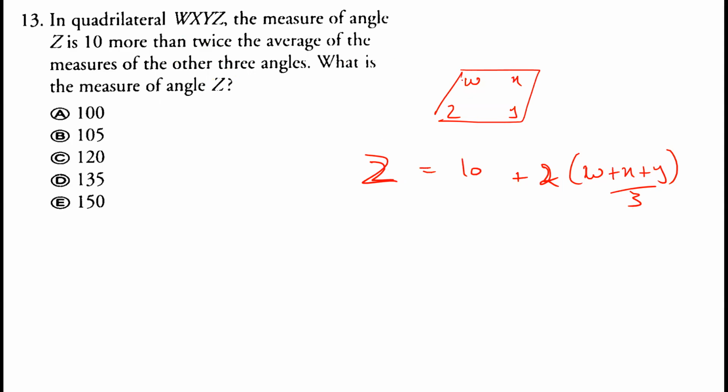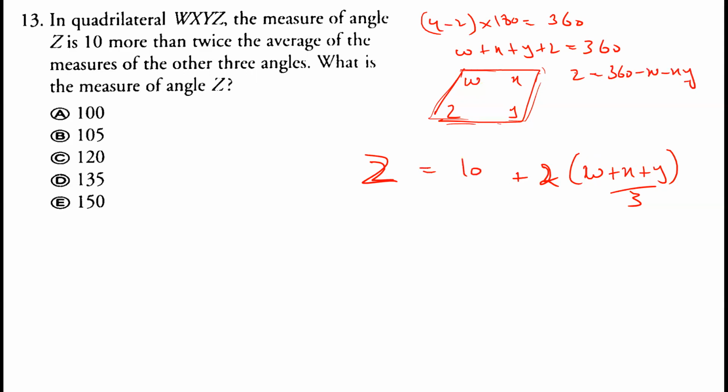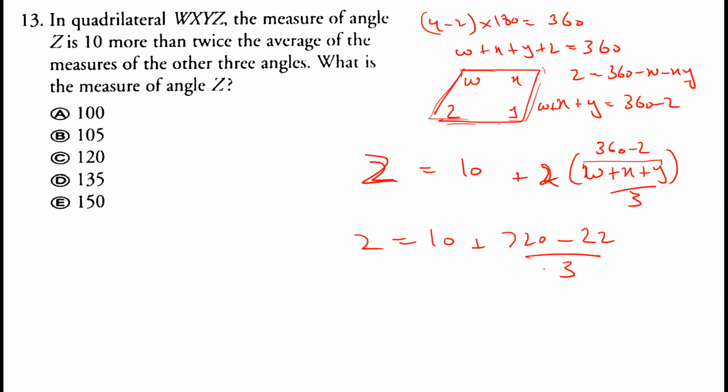Now we know that in a quadrilateral there are 4 sides, so 4 minus 2 into 180. So the sum of all angles equals 360. So W plus X plus Y plus Z equals 360. Z equals 360 minus W minus X minus Y. So we can say that W plus X plus Y equals 360 minus Z. So instead of W plus X plus Y, I can say 360 minus Z. So Z equals 10 plus 2 times (360 minus Z) over 3. We can write this.